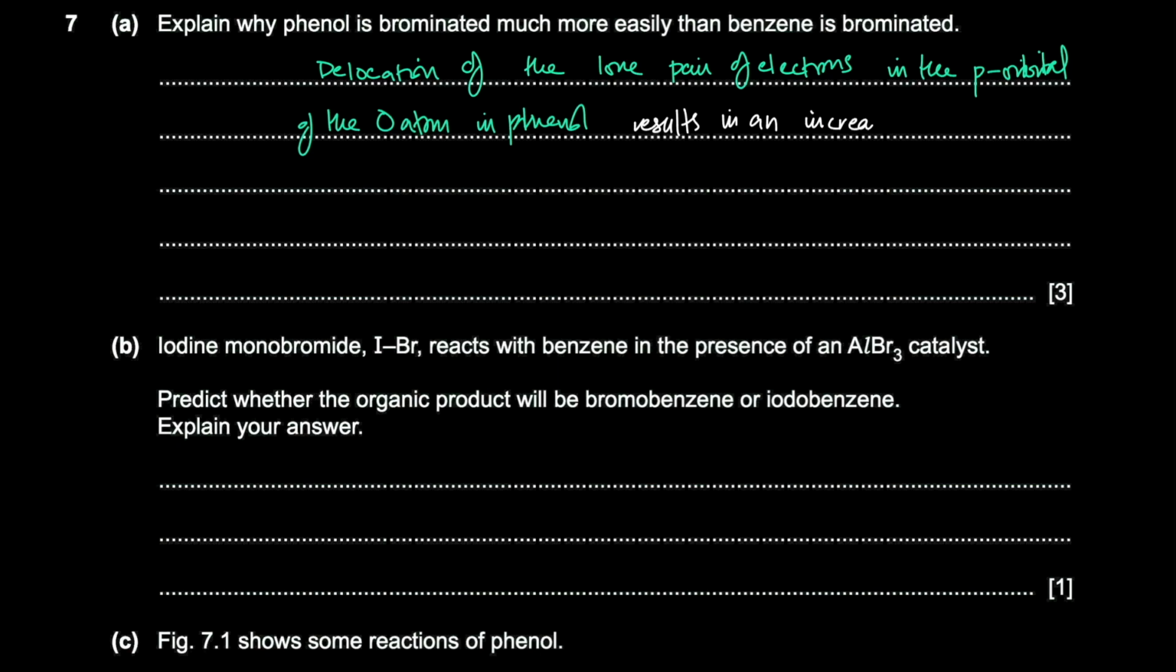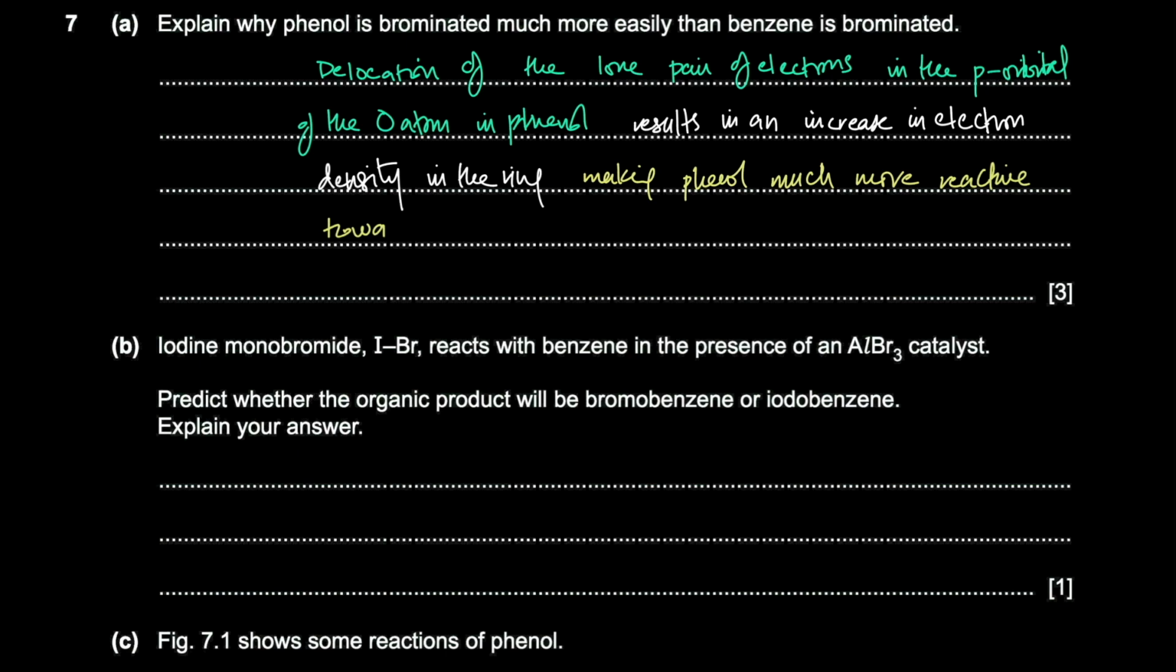Okay, it results in an increase in electron density in the ring, making phenol much more reactive towards electrophiles, right? Because again, the bromination of phenols and the bromination of benzene are electrophilic substitution reactions.